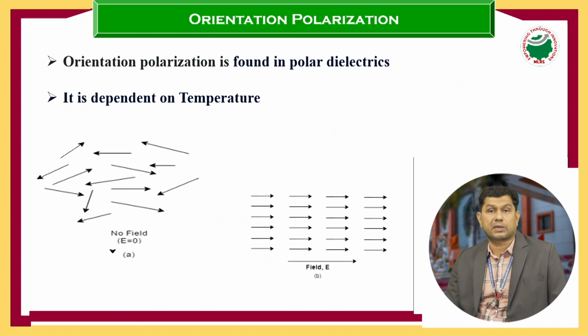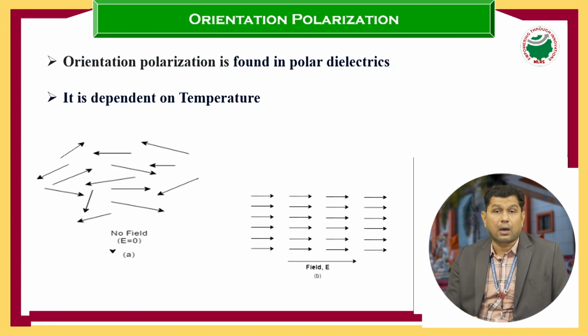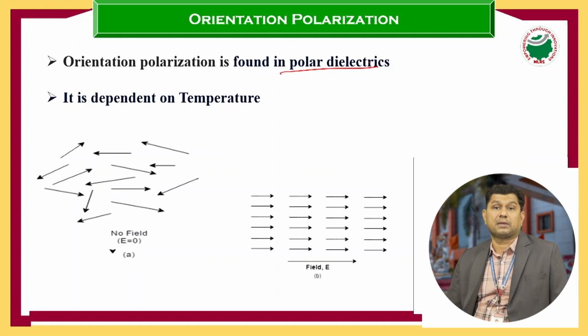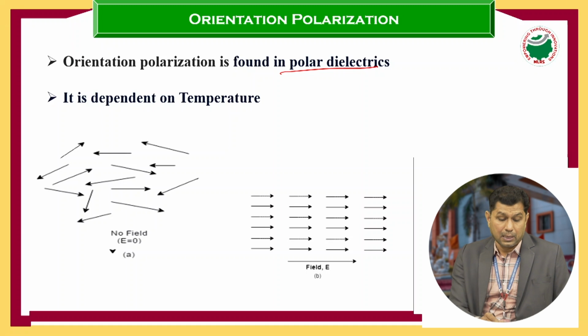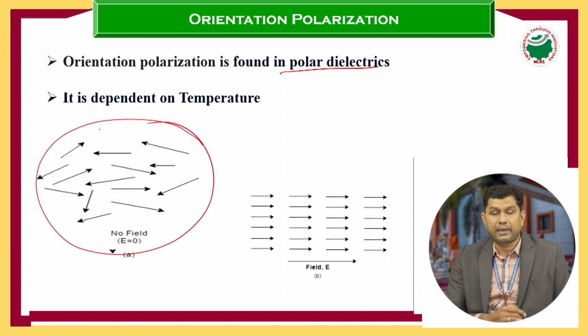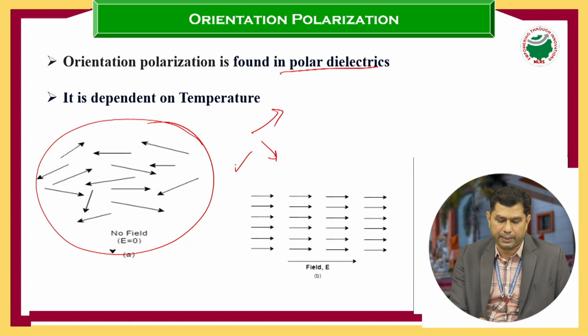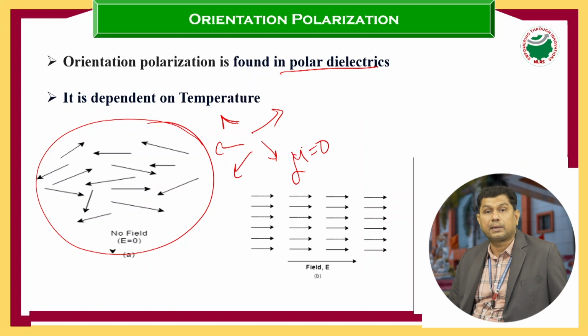Such type of polarization is called ionic polarization. Next, orientation polarization. Certain materials like polar dielectrics, which I discussed a little bit in the previous video also. In the polar dielectrics, the dipoles are readily available, but they are randomly oriented. That's why what is the net dipole moment? Net dipole moment is 0.